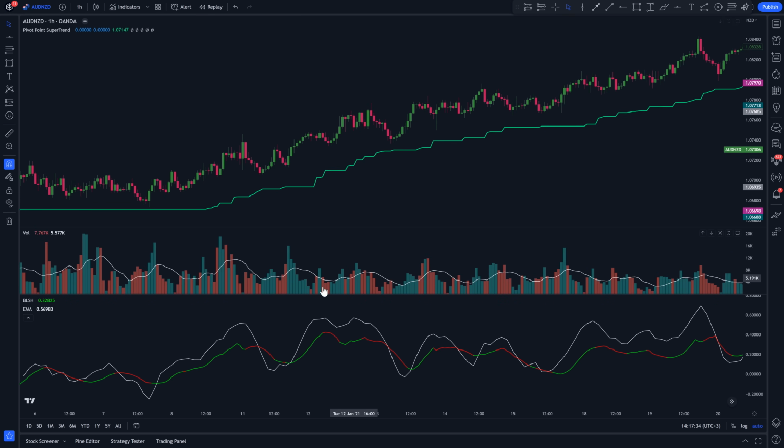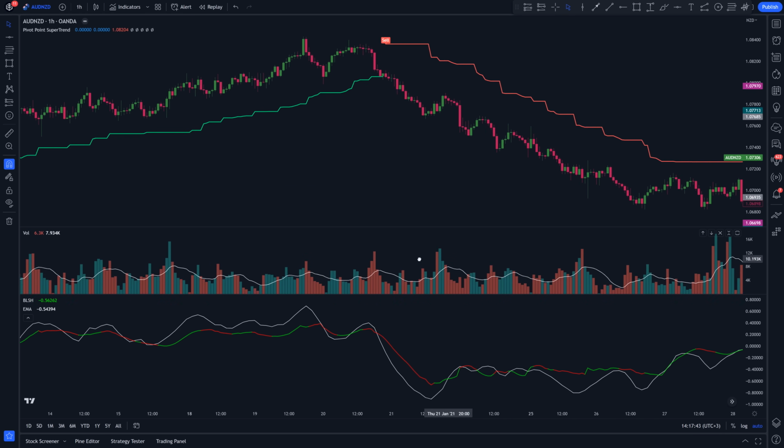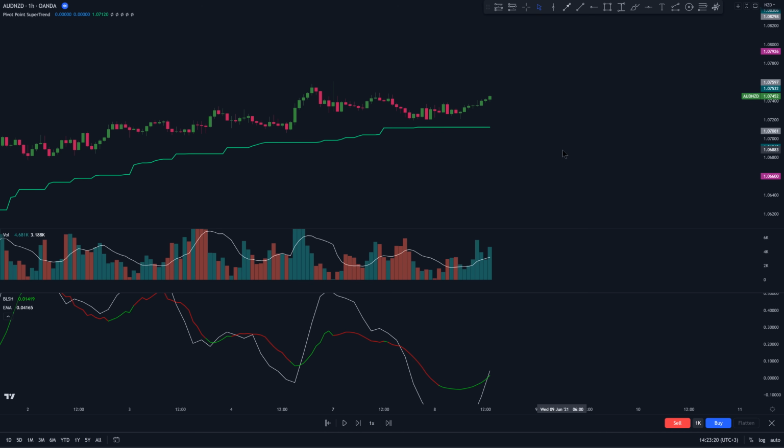We're going to be using the pivot point supertrend to identify long-term trends in the market. The volume indicator is going to be used to confirm that there is enough volume in the market to push the price in the direction of our trades.